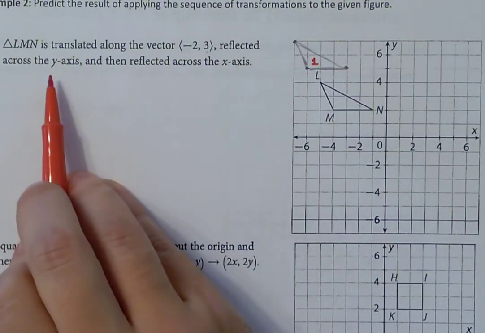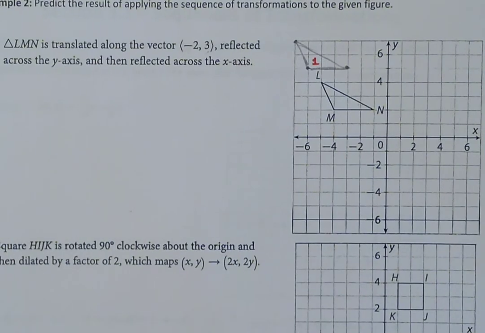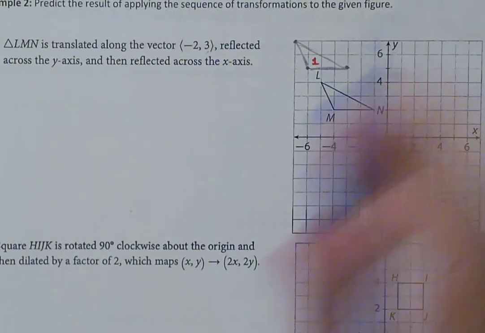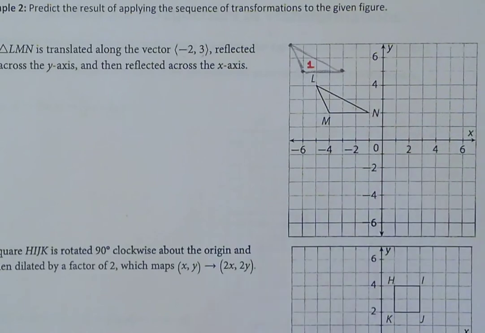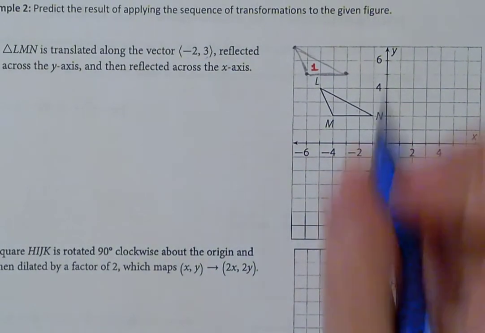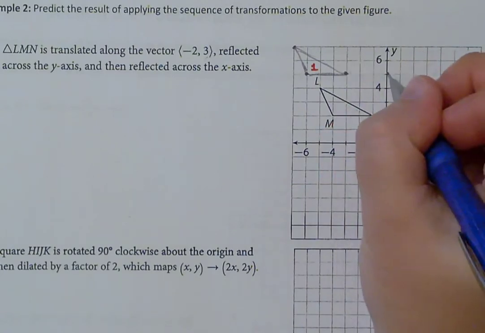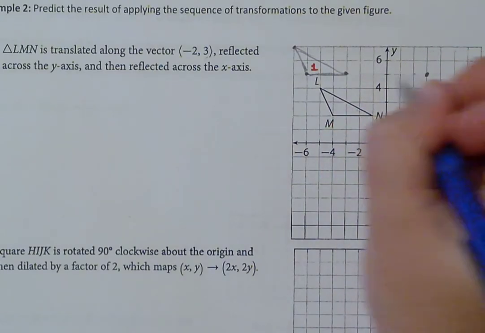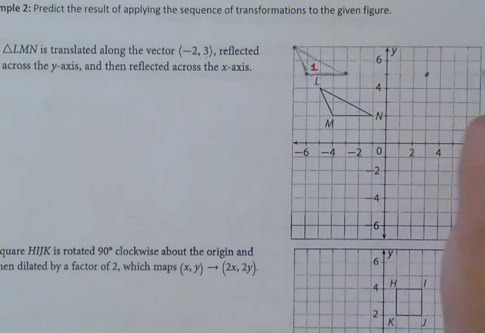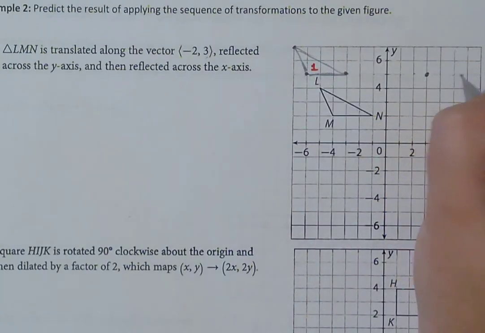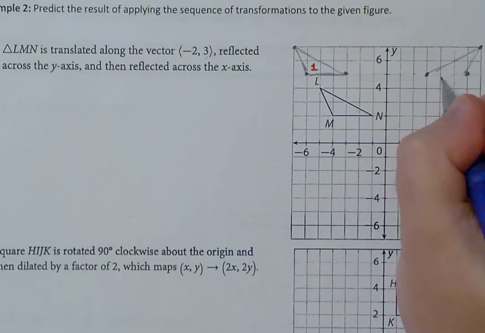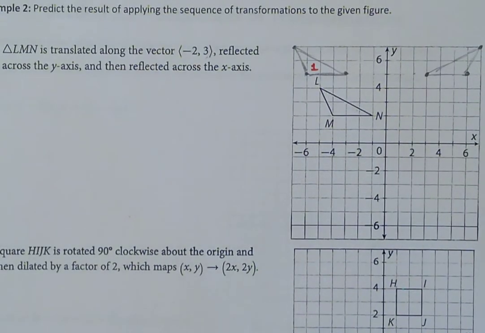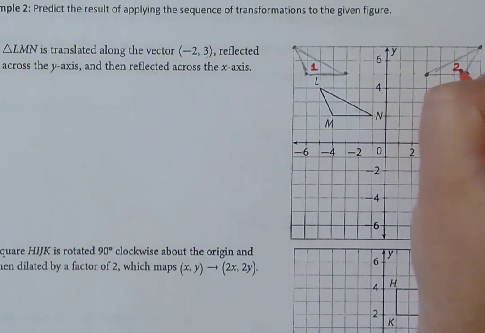My second one is that it's reflected across the y-axis. Okay, the y-axis is right here, meaning I need to take this triangle and I need to flip it over here. So by flipping it over here, this point is 1, 2, 3, and then 1, 2, 3, 1, 2, 3, 4, 5, 6, 1, 2, 3, 4, 5, 6. And my other point is going to be here. So my reflection across the y-axis is going to be there. That's my prediction. So that's 2.